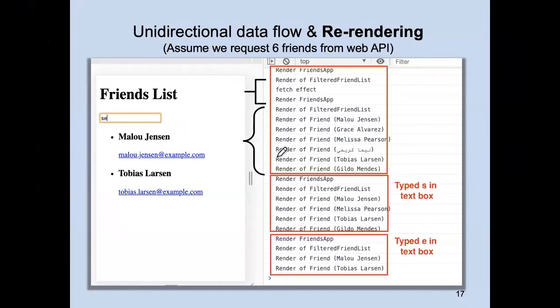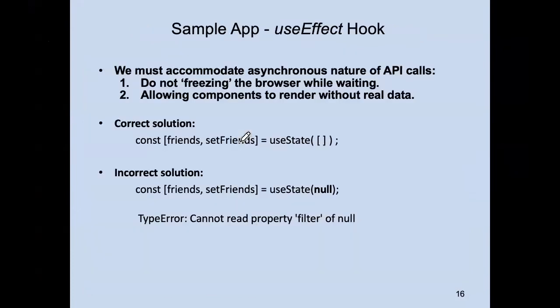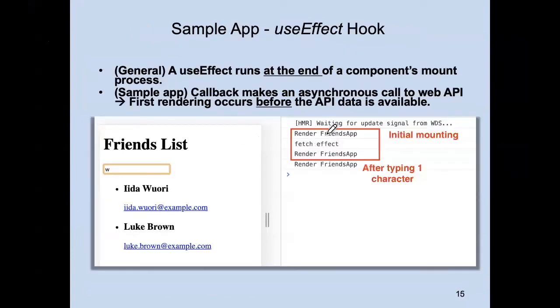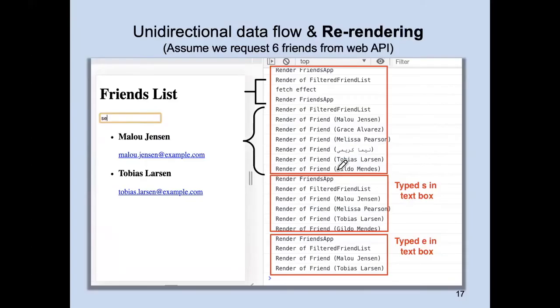What I'm showing you here now is, if I go back to the previous screen, this one here, these console.logs were just coming from the friends app component. That's the one at the top of my hierarchy. But of course, every time the friends app component re-renders, its children re-render and its grandchildren re-render. And that's what I'm showing you here. So I've enabled the console.logs in all of my components now. And so there's a lot of re-rendering going on.